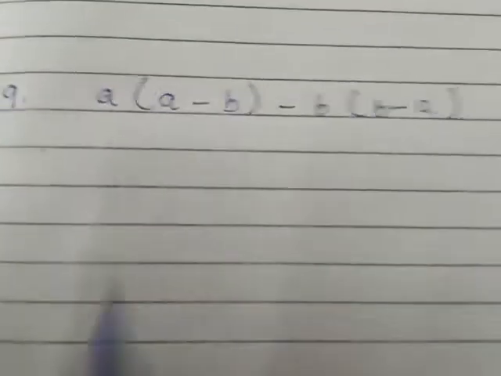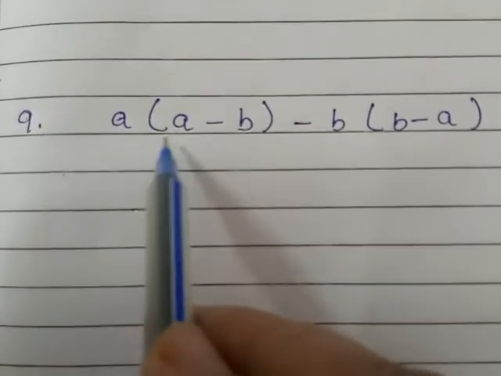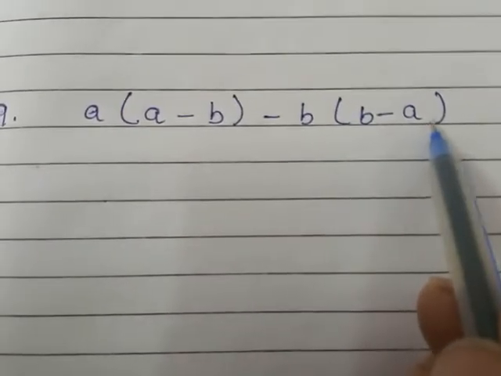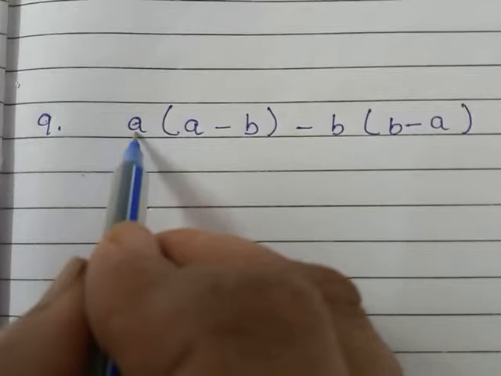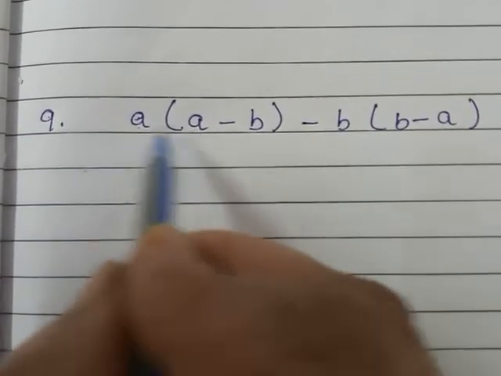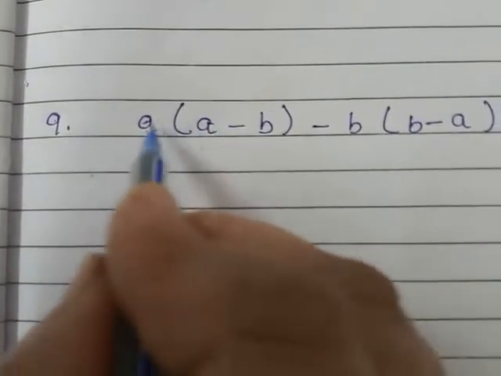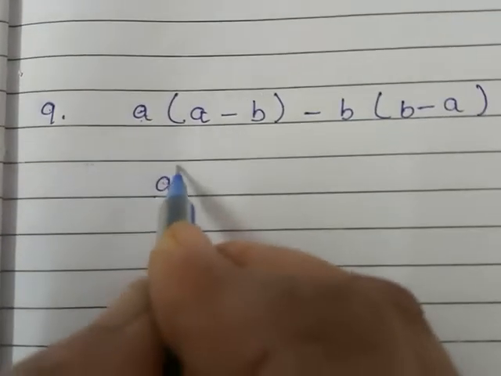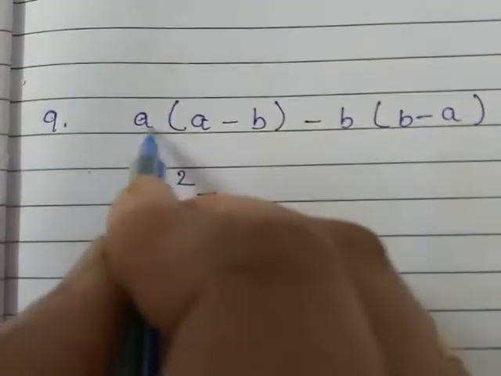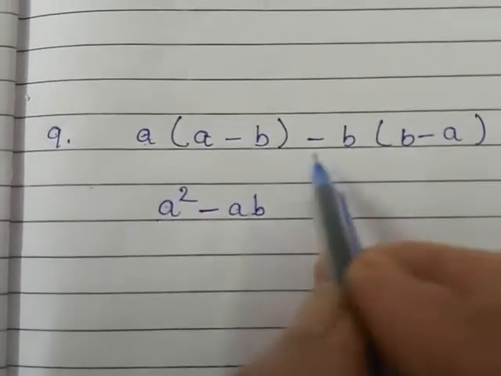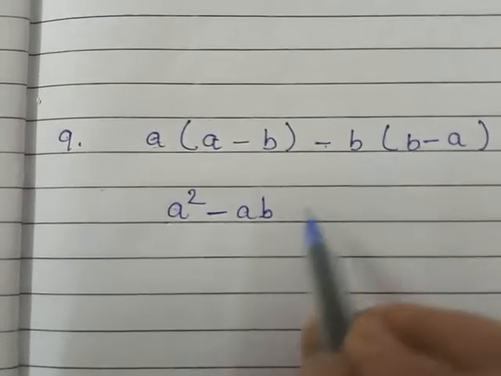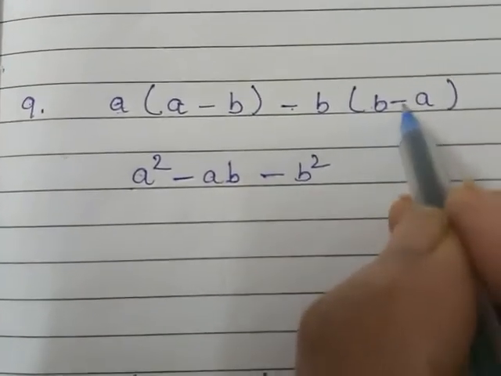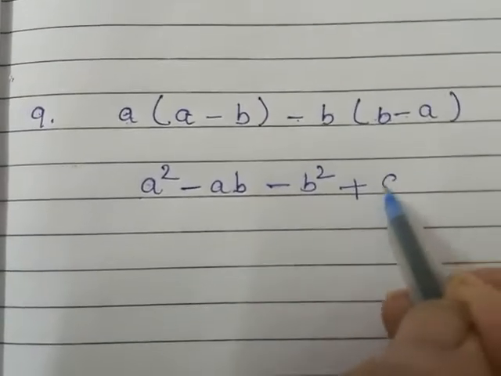One more I have done. See here, a, this is a minus b, bracket is closed, minus b, b minus a. Now see here, there is a term before the bracket, no sign is here, so we will start multiplying a into a. Both of them are like terms, so in multiplication the powers will be added. a into a is a square, minus a into b, ab. Now minus b into b, minus b square, powers are added because they are like terms. Minus into minus is plus, a into b, ab.